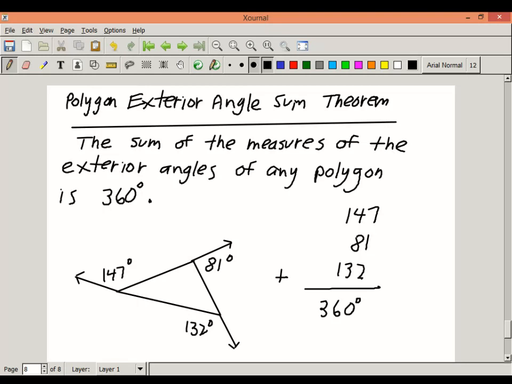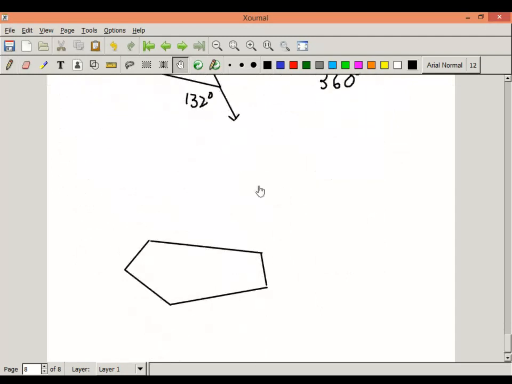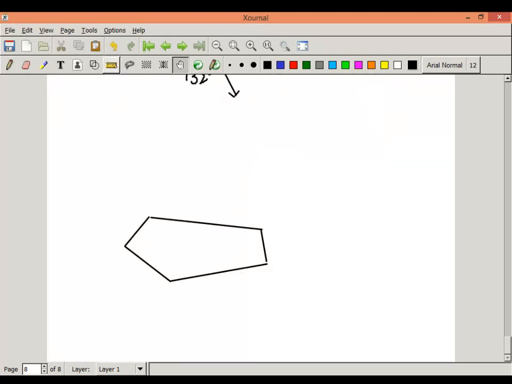I'm going to do that for one more problem, and then that'll wrap up our notes. So here's another polygon. And let's do the same thing. Let's extend all the sides. So I'm going to extend this side. Let's say I measured that and I got 41 degrees. Let's extend this side so I have another exterior angle. Let's say I measured that and I got 55 degrees. Extend this side. This time I got 110 degrees.